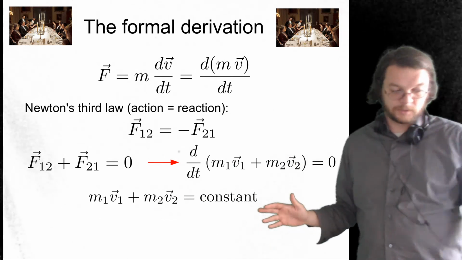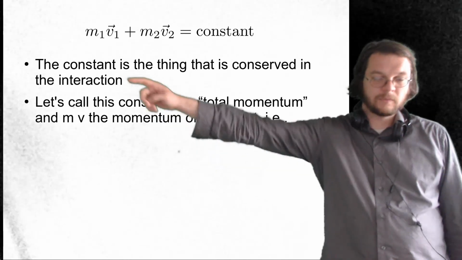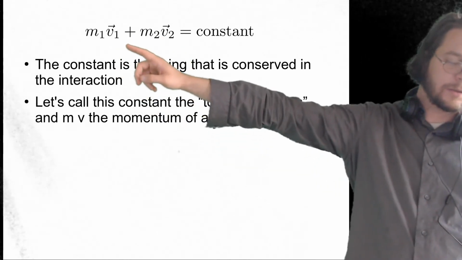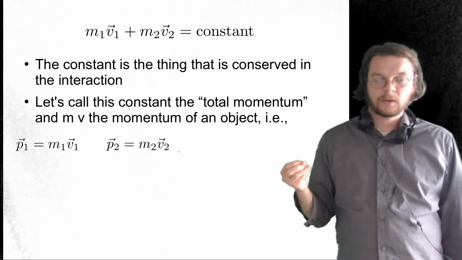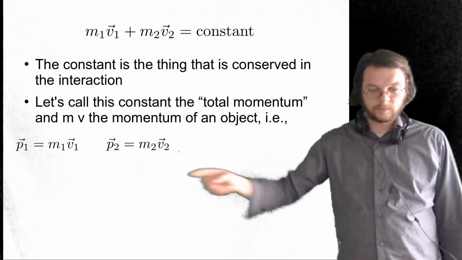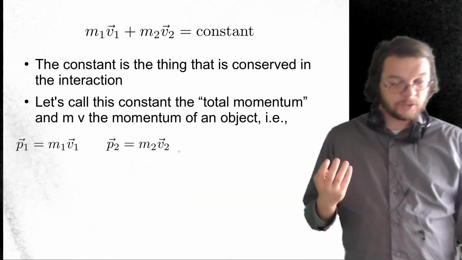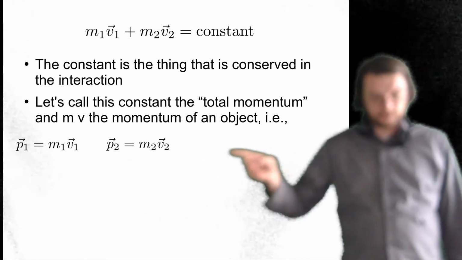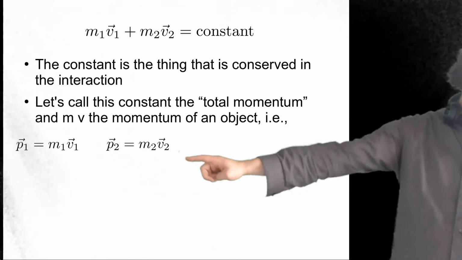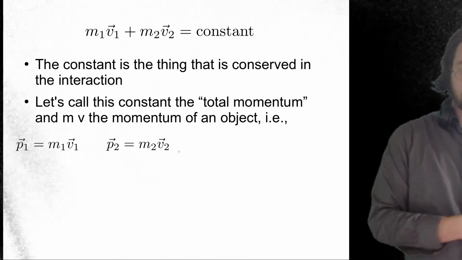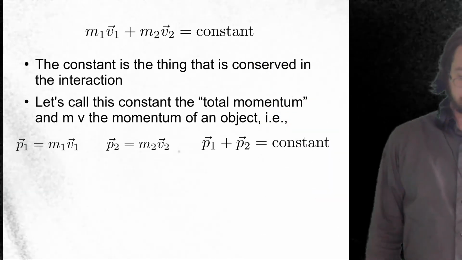We are going to call this constant the momentum, in particular the total momentum, and m1v1 and m2v2 are the momenta of object 1 and object 2, so p1 and p2 there. And it's a vector quantity. Energy is not a vector quantity, but momentum is, because it has to be moving in a particular direction, because the velocity is a vector quantity. But again, we're going to call this the total momentum.